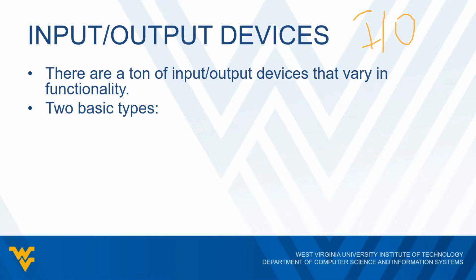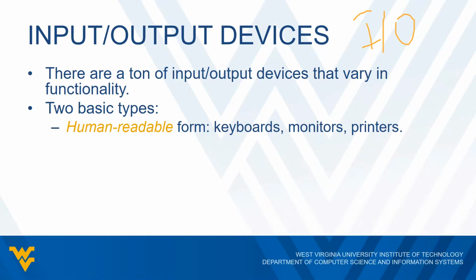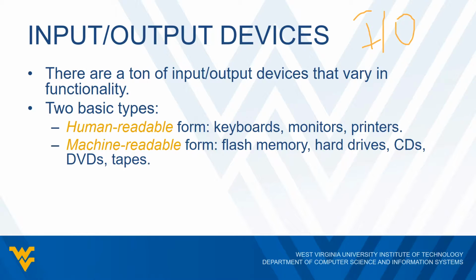There are those that represent information in what we call human readable form. So this is for human consumption. Just a couple examples, these are things that humans can read pretty well. Keyboards are input devices that we interact with the computer, monitors, printers. So those are types of devices where we have a human interacting with the machine. The other basic type is what we call machine readable form. So we're talking about those devices that store information for machines and they're accessed by a computer system. So things like flash memory, hard drives, CDs, DVDs, and tapes.